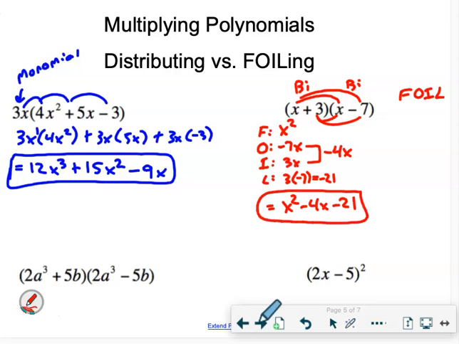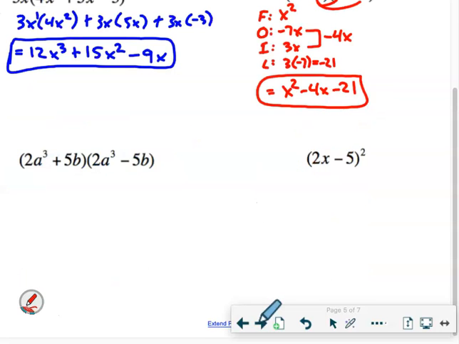That's called FOIL. We'll FOIL the next one too, but this one's kind of a special type of FOIL, this lower left. We have exactly the same set of binomials, except one of them has a plus sign and one of them has a minus sign. What happens with this is the middles drop out. You can FOIL this. There's also a little bit of a trick to these, but let's try FOIL. Okay, 2a to the third times 2a to the third.